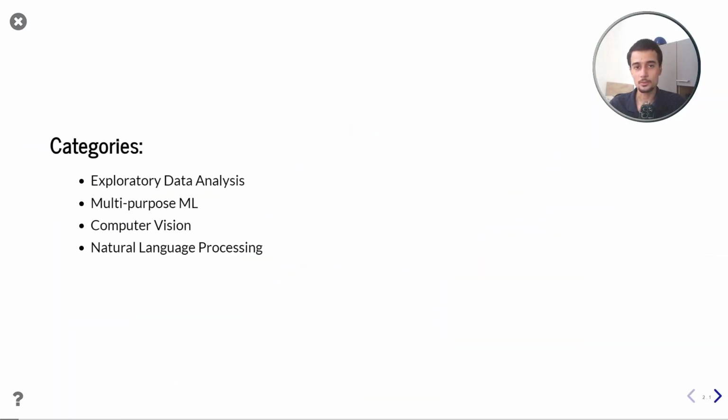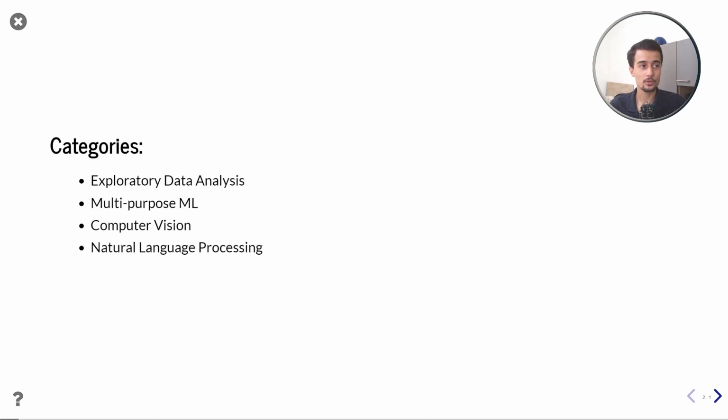As you may know, when working on a machine learning project, the tools that we use always depend on the task that we have. So for example, we use different tools for computer vision, for natural language processing, and for simply exploratory data analysis. So I divided the tools in this toolkit into 4 categories. We have the exploratory data analysis category, the multi-purpose machine learning, the computer vision, and the natural language processing category. For each category, we're going to see an overview of each tool in it, and then we're going to see some simple examples of how to use each tool and what it is basically used for.